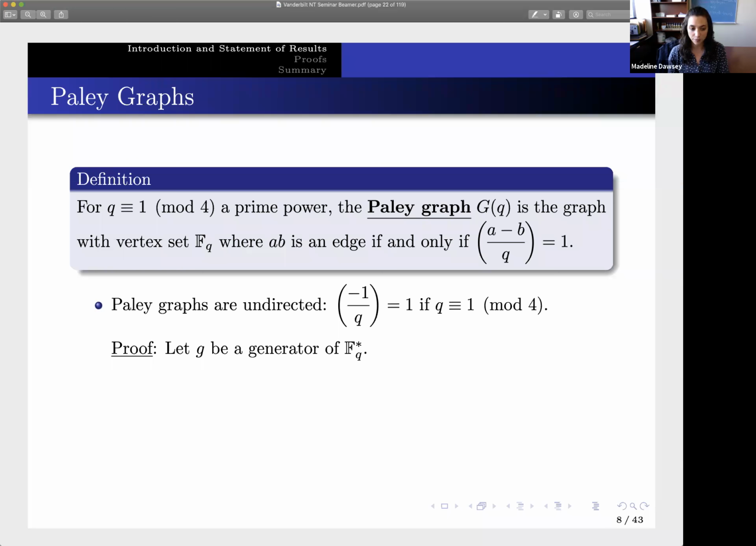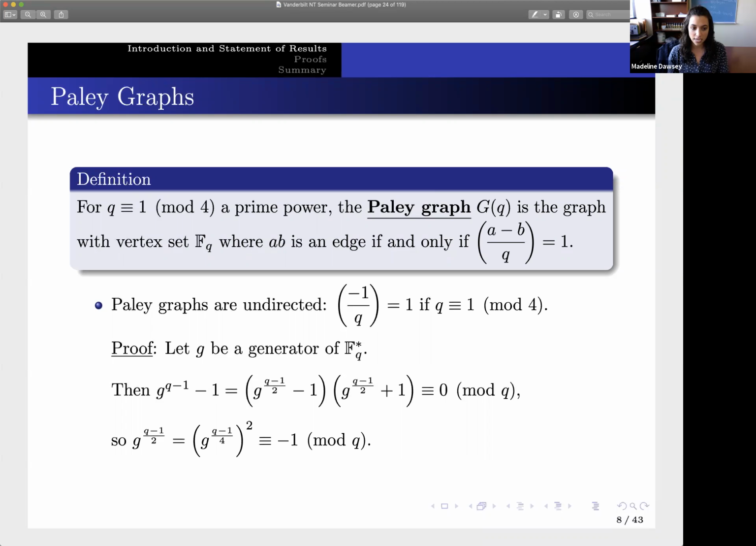If you take a generator g of F_q star, it has order q minus 1. So g to the q minus 1 is 1 mod q, and g to the q minus 1 minus 1 is 0 mod q. Well, that's a difference of squares, so you can split it up. And so either g to the (q minus 1) over 2 is 1 mod q or -1 mod q. Well, it can't be 1 because the order of g is q minus 1. So it has to be -1. And we also have that q minus 1 is divisible by 4, so you can split that up into g to the (q minus 1) over 4, squared. And that shows that -1 is a square mod q. Okay, so they're undirected.